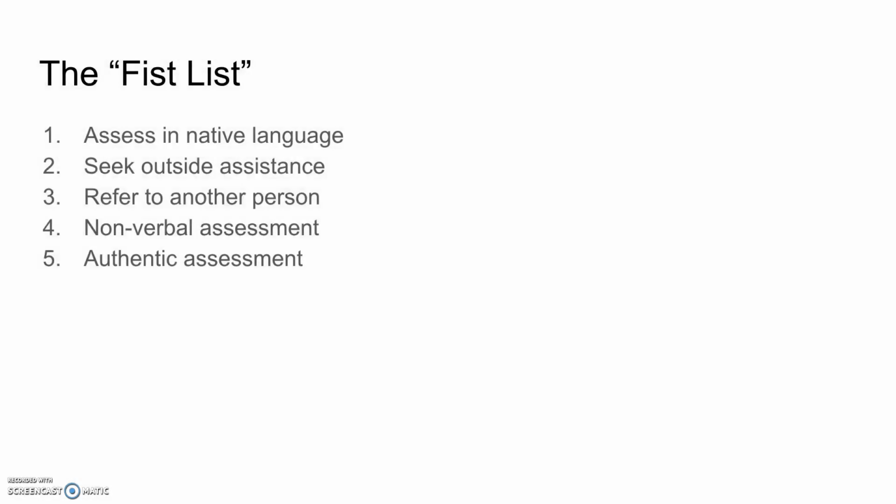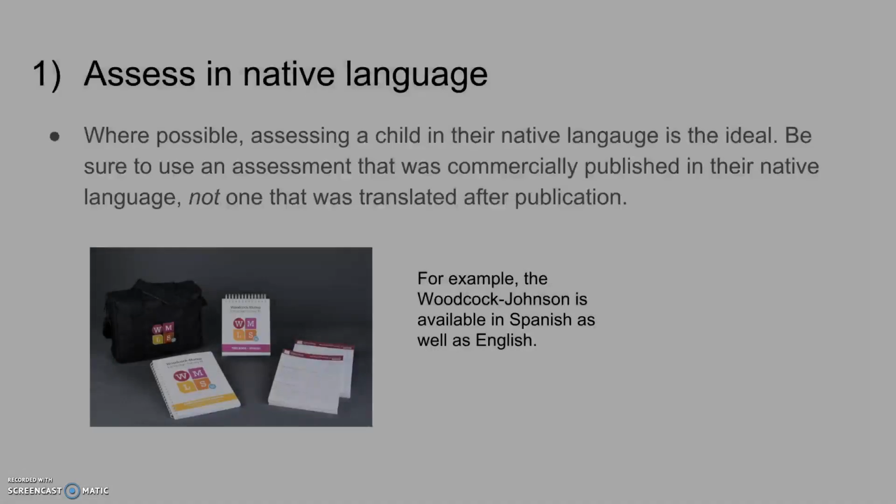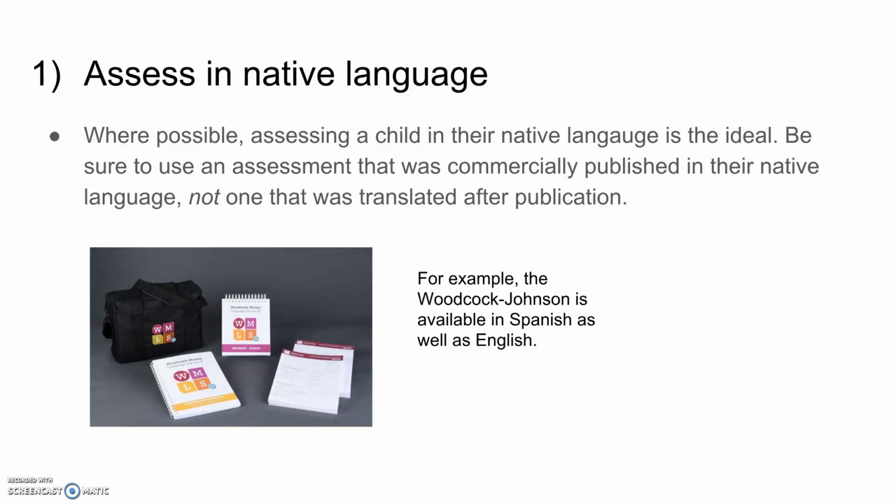It's sometimes called the FIST list because there are 5 things arranged from the best to the least effective ways in order to test a student who is learning English as a second language. The first is to assess them in their native language, then seek outside assistance, then refer to another person, then perform nonverbal assessment, and finally perform authentic assessment. So the best option is to assess them in their native language.